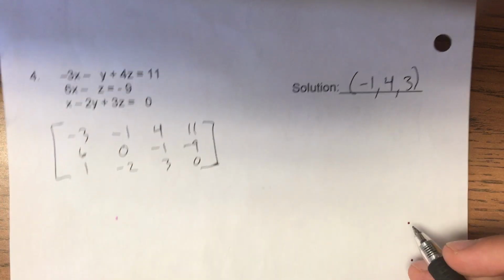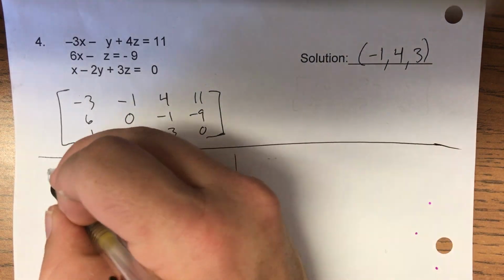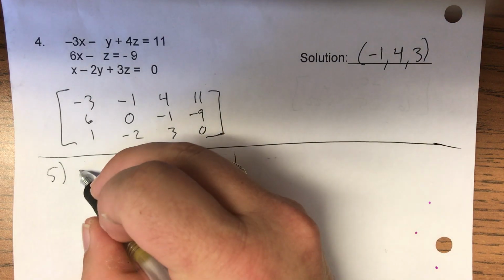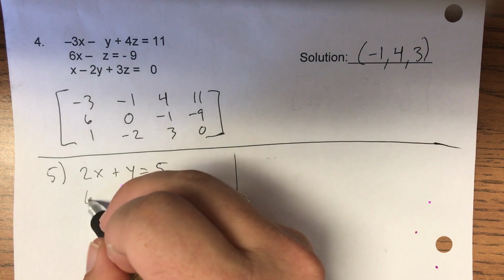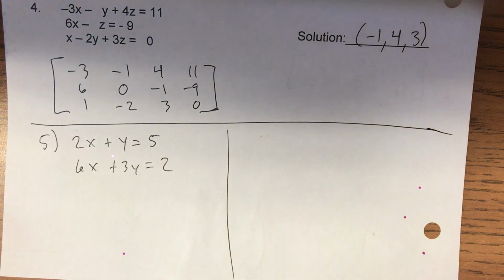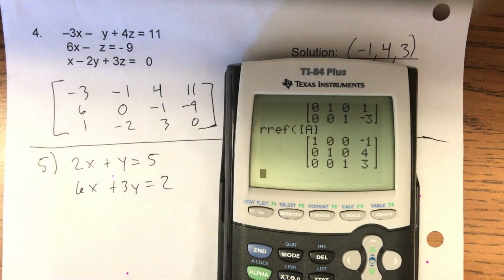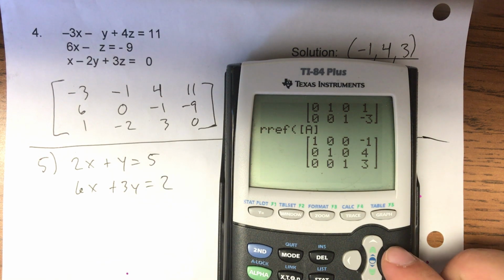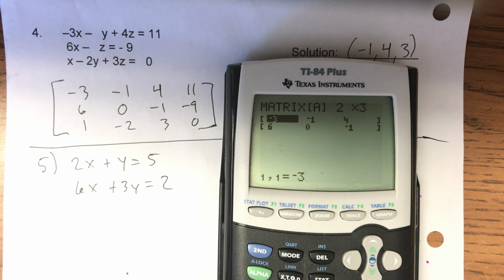All right, and then I'm going to add a couple problems to this. So hopefully you're still watching. Number 5, I'm going to put on 2x plus y equals 5, and 6x plus 3y is equal to 2. And so we'll go ahead and put this in our calculator. All right, this one's back to 2 by 3, and so 2, 1, 5, 6, 3, 2.